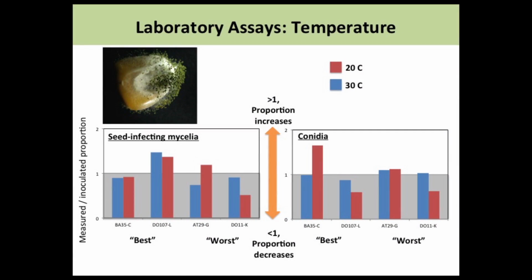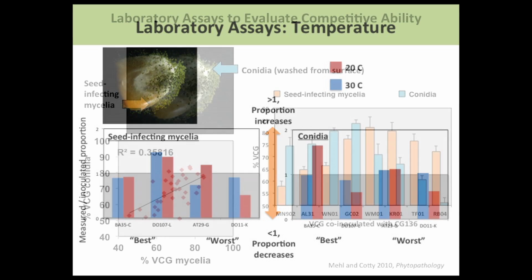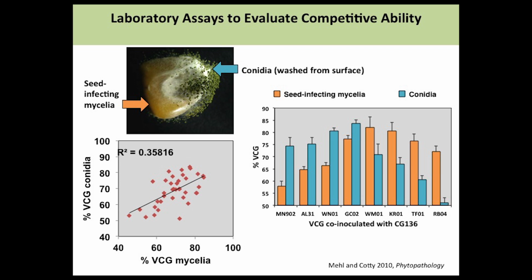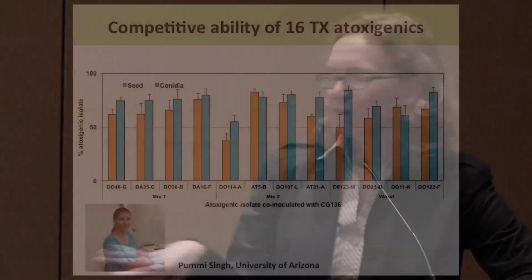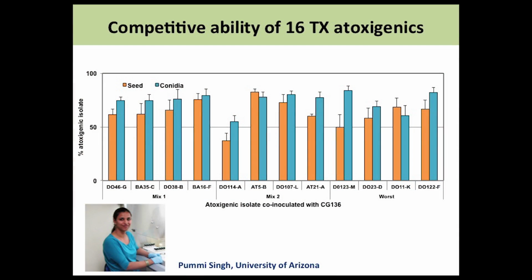One of the other assays was looking at the effect of temperature on competition among mixtures of isolates. And I'll just show a few examples of the experiments we did. So we co-inoculated corn and incubated at either 20 degrees Celsius or 30 degrees, and then measured the frequencies of the different isolates that were inoculated. And then we looked at both competition during seed infection and sporulation on the corn kernels.